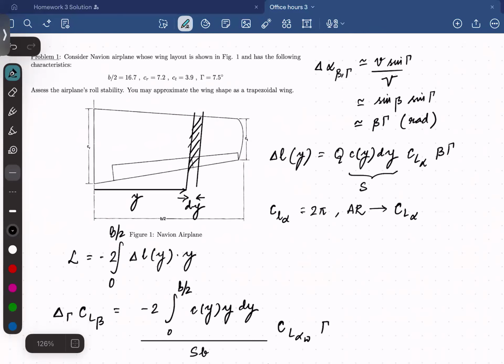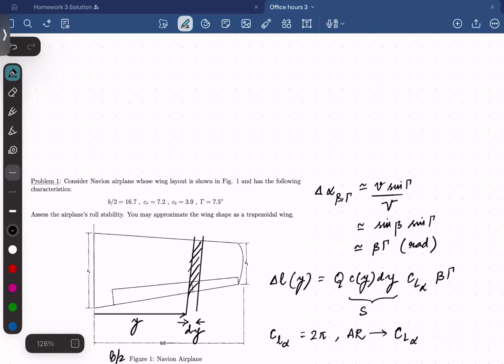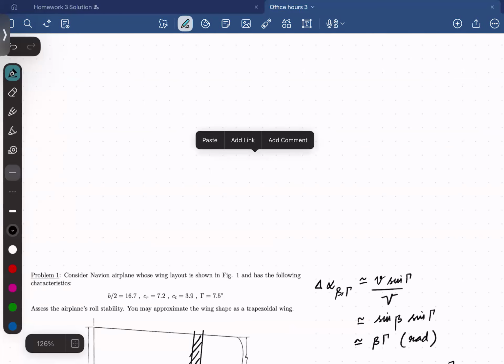So recall from, I'll just draw something, I'll just copy a picture. If you go and look at lecture 6 handout notes, figure 3.